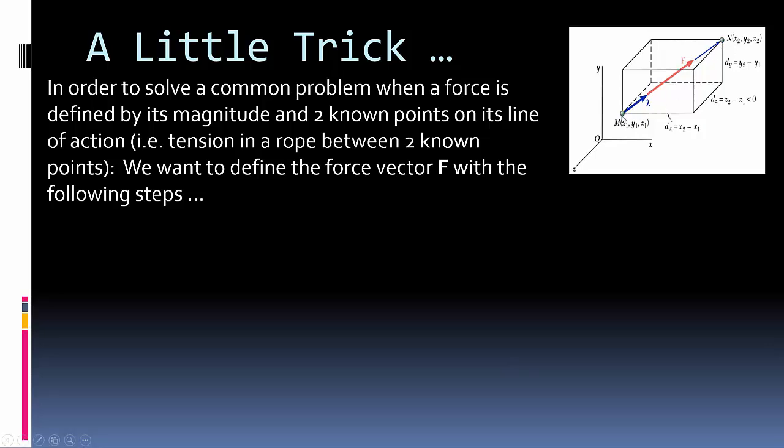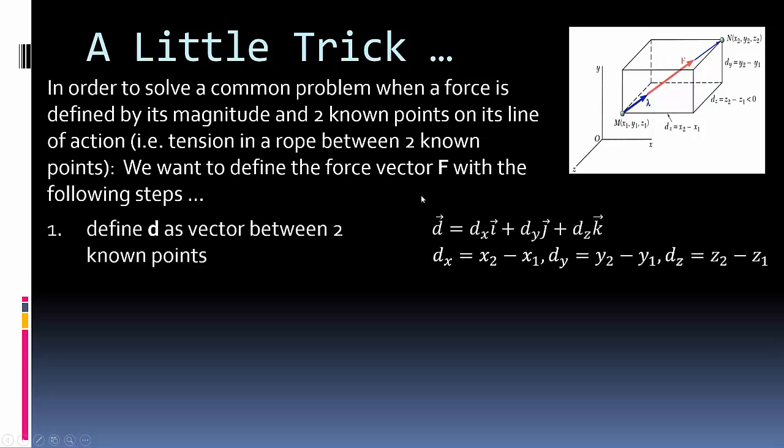A rope isn't capable of pulling this point in this direction over here. It can only pull in the direction of the rope, right? So you know the direction that it's going, you just don't necessarily know the magnitude. So we want to define the force vector F with the following steps. We want to define that there's some force vector in this rope, say going from here to here. Well, how do we do that?